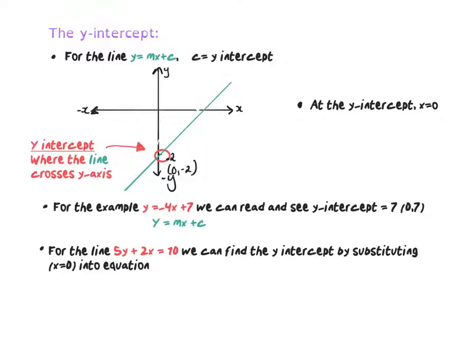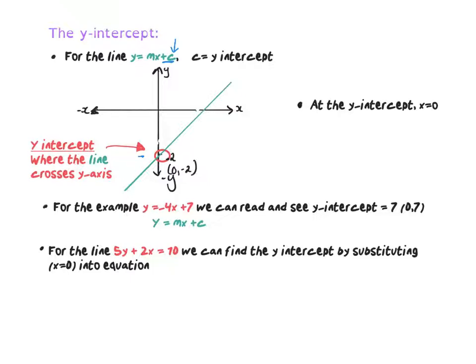Okay, now sometimes we're going to look at the y-intercept for our straight line. So if you have a look here, when we're in y equals mx plus c, the added value here is the y-intercept. What the y-intercept actually is, is where the line crosses the y-axis. So here we can see this line is crossing at negative 2.